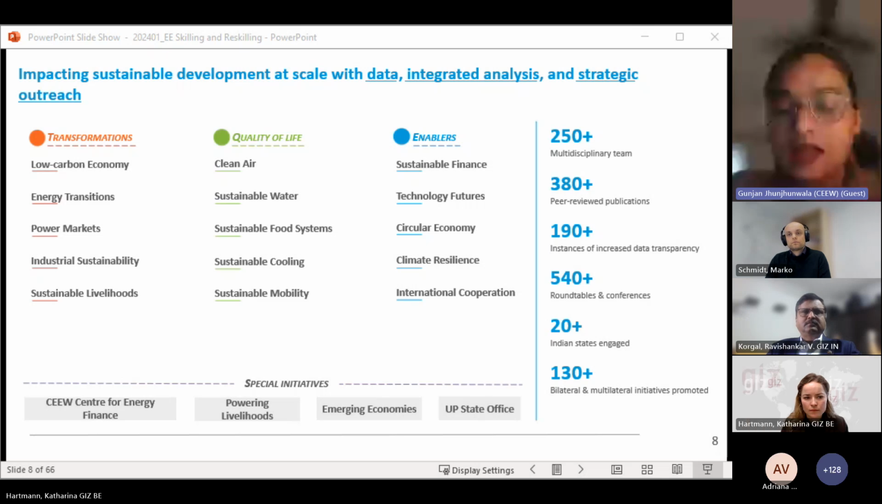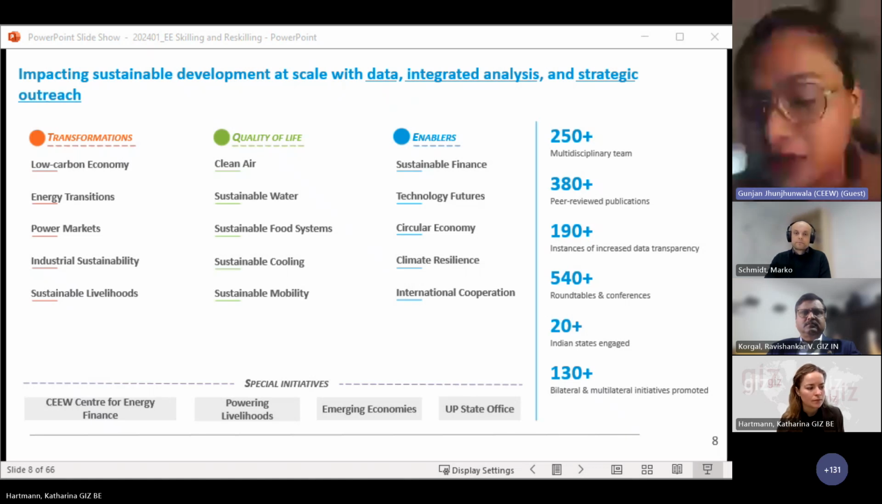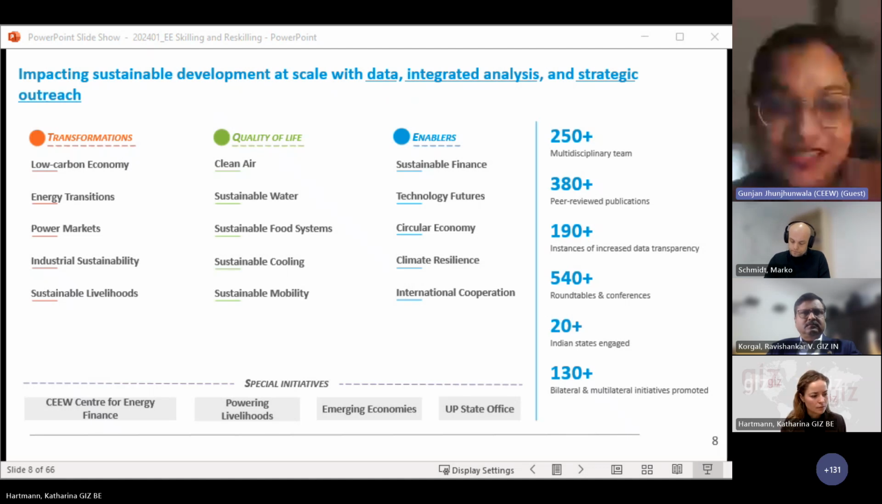And so we work with states in India and across the entire spectrum of climate change, sectors that require transformations like power sector and energy transitions, and also factors that influence our quality of life and are intrinsically related to climate change. So our food, water, how we cool ourselves in context, how we warm ourselves, mobility, and so on.